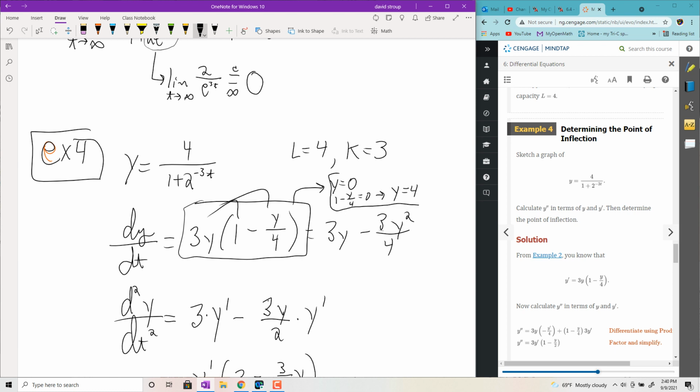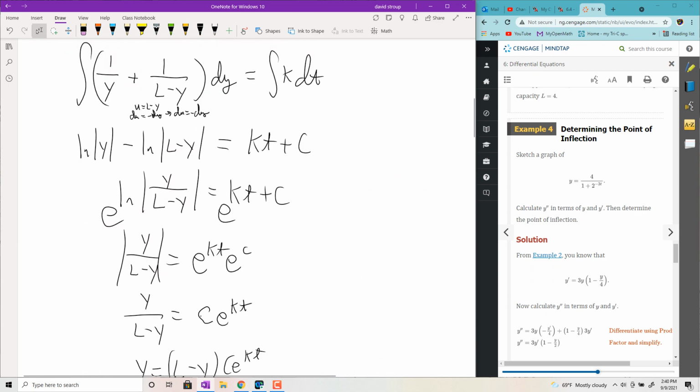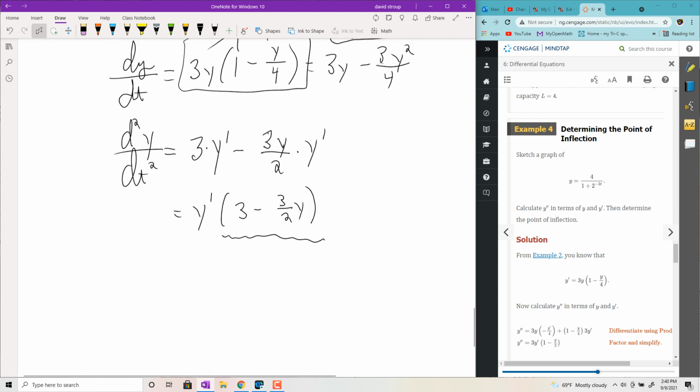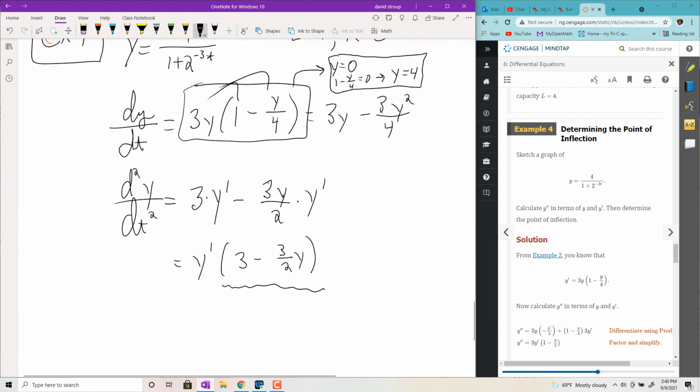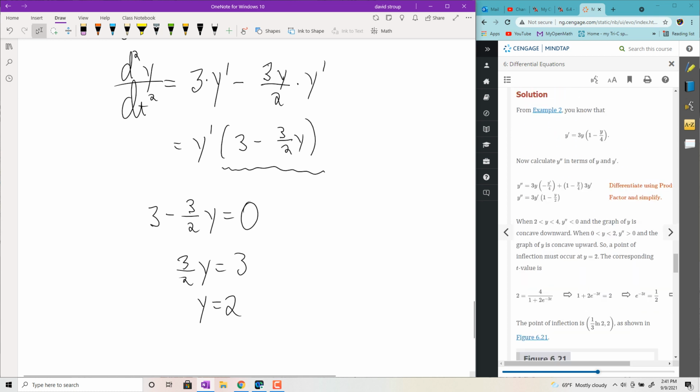So we need not really bother with these two numbers, because those are the places where the graph is of the same concavity. It's not changing concavity. So we need not worry about the y prime part. We just take the 3 minus 3 halves y and set it equal to 0, and then solve that. So I'll have 3 halves y equals 3, multiply both sides by 2/3, so y will equal 2. Let's make sure that's what they got.